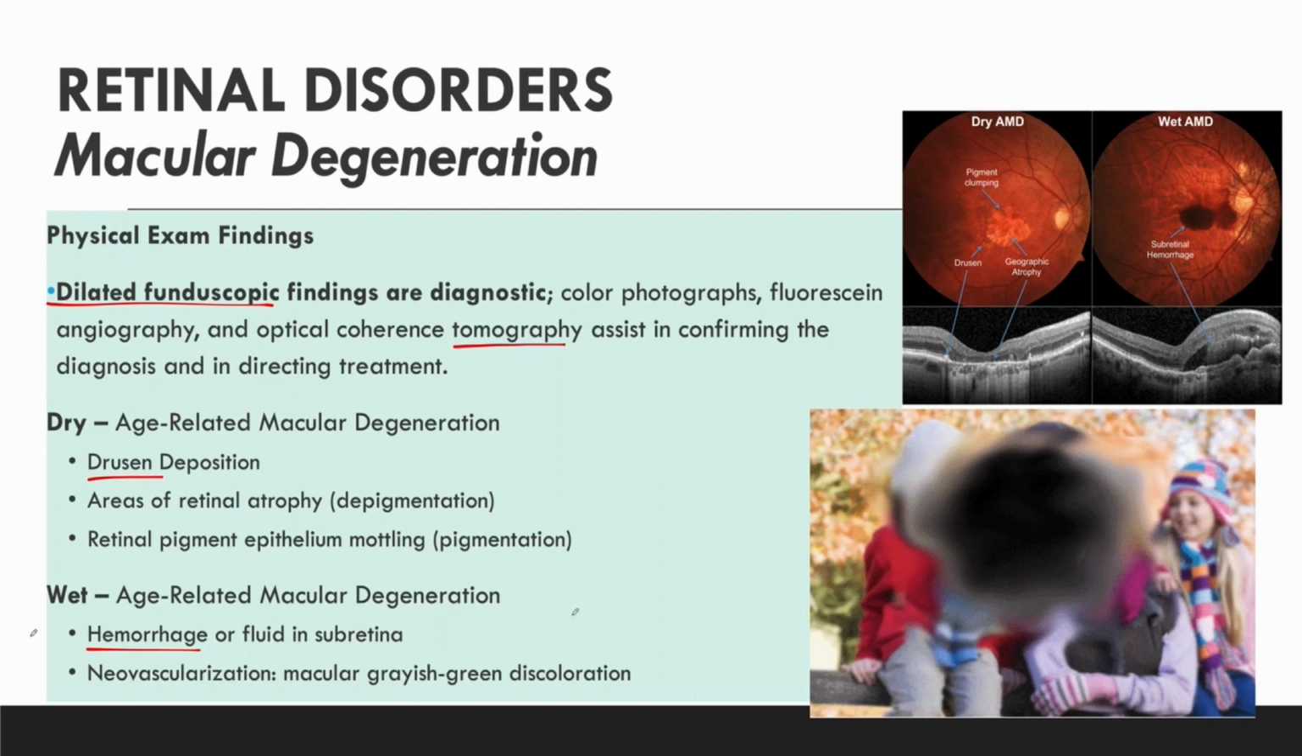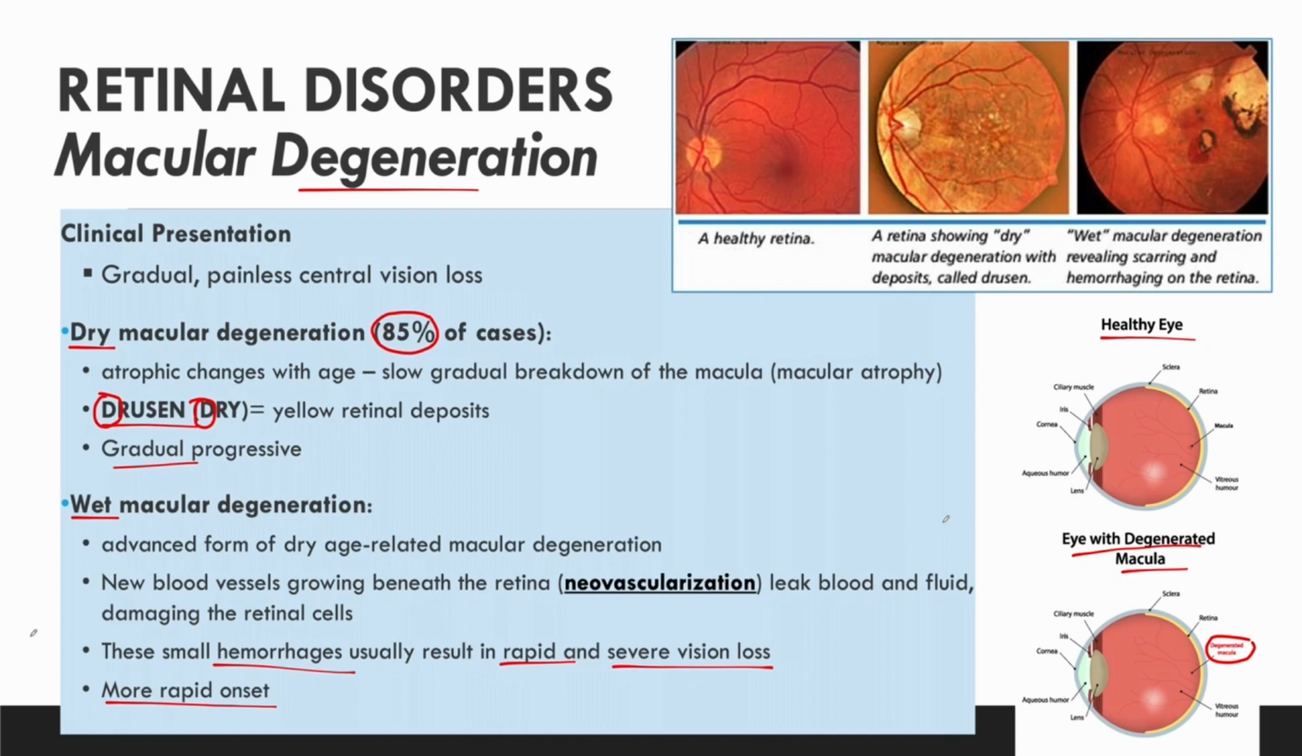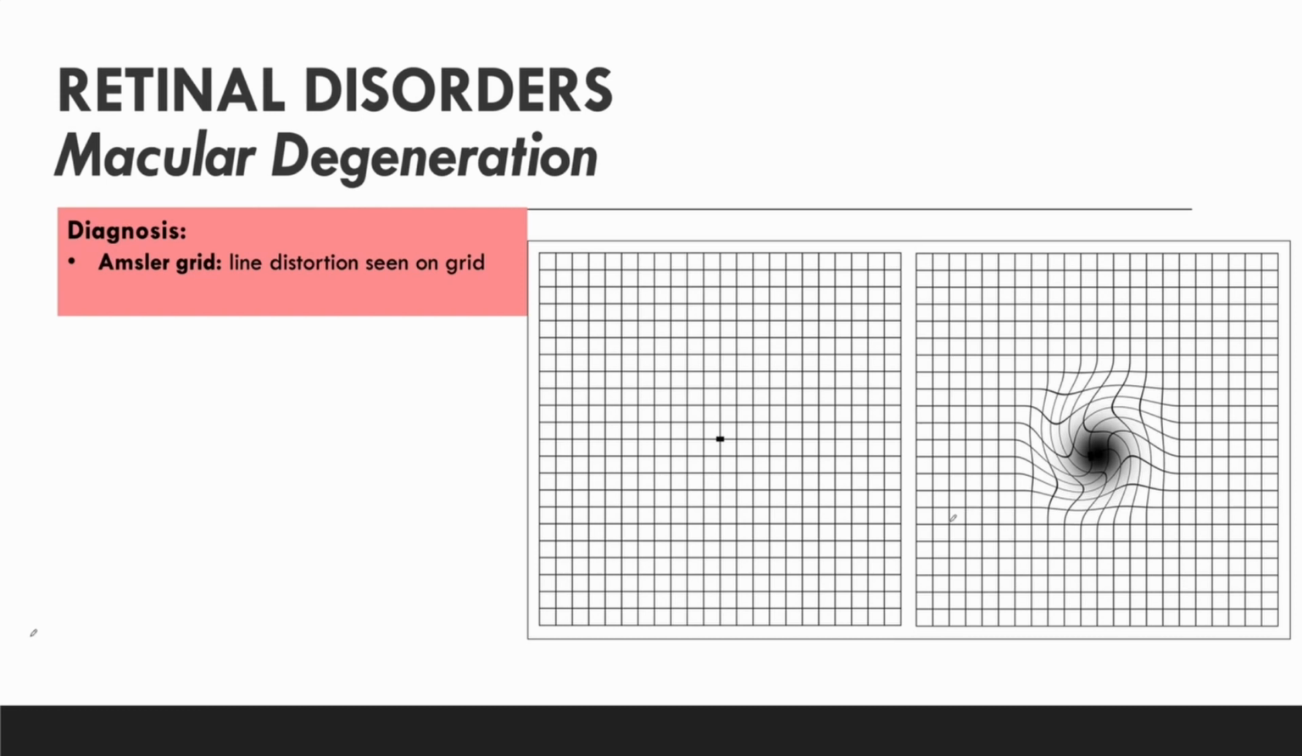Now, the way patients describe their vision is, again, painless central vision loss, usually bilateral, and where the vision loss meets their vision, they get distortion. So they get wavy lines. I guess we saw that over there too. Now, it's called metamorphopsia. It's hard to pronounce sometimes.